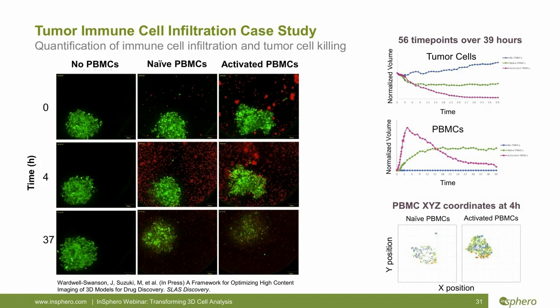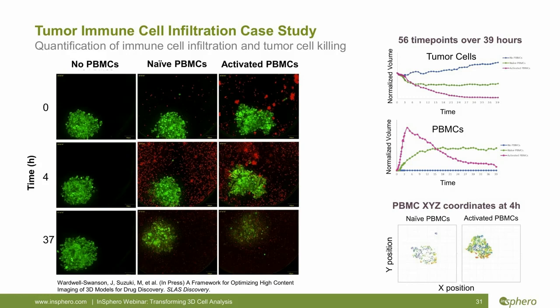We acquired confocal Z sections in both channels and at regular time intervals for a total of 39 hours. By analyzing the total tumor cell volume and the spheroid-associated immune cell populations independently, we obtained some very interesting insights. As expected, untreated tumor spheroids show a slow, steady increase in total tumor volume over time, and that's shown by the blue trace in the top graph.